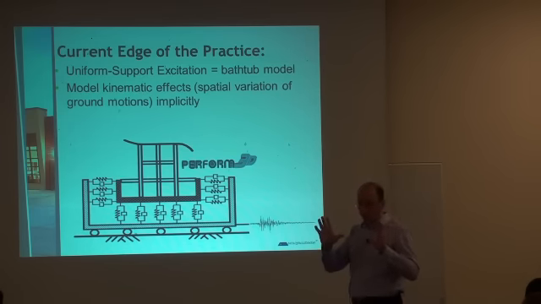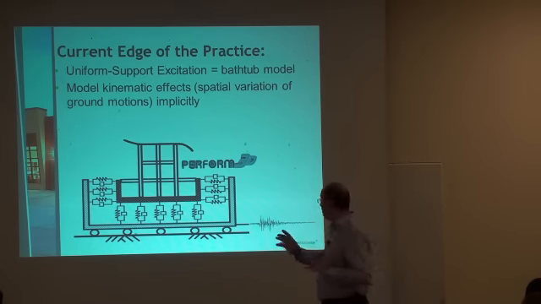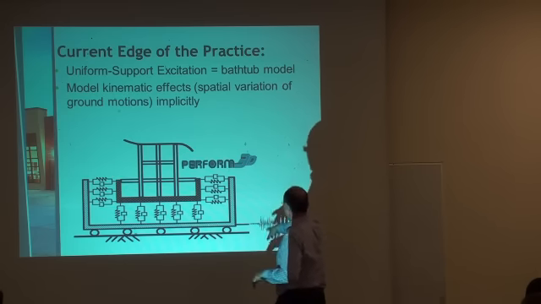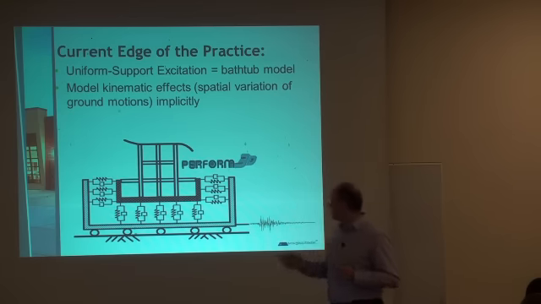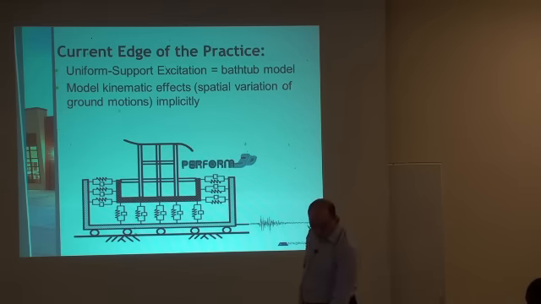is basically you assume the building is sitting in a bathtub that is all moving uniformly. So there's no variation, there's no multiple support excitation. And you have springs that represent the soil properties. And typically, the software that is mostly used to do this kind of analysis is Perform, which, by the way, is not capable of doing multiple support excitation. So it has major limitations in terms of how well it can model this problem.